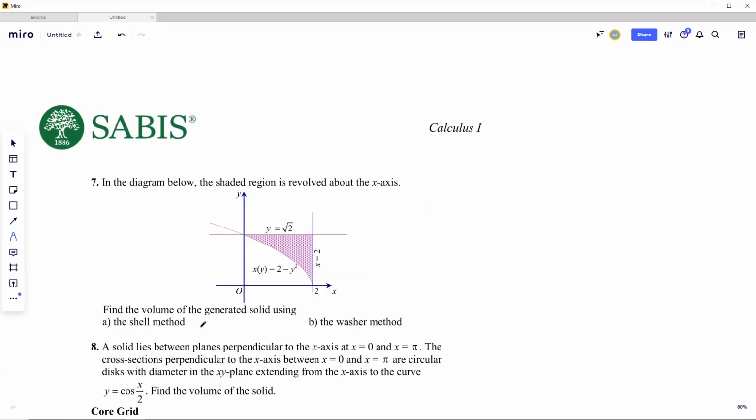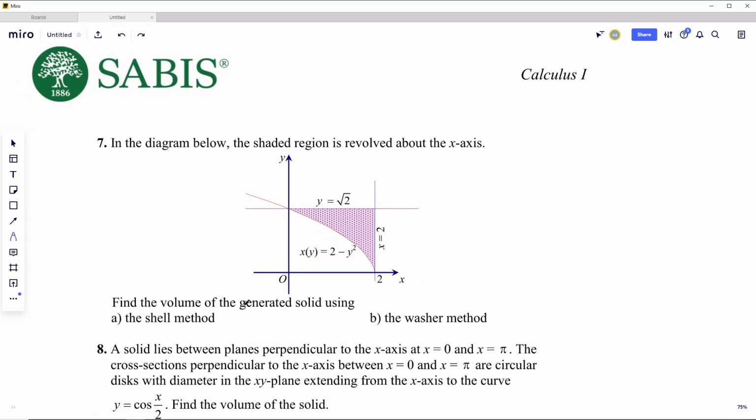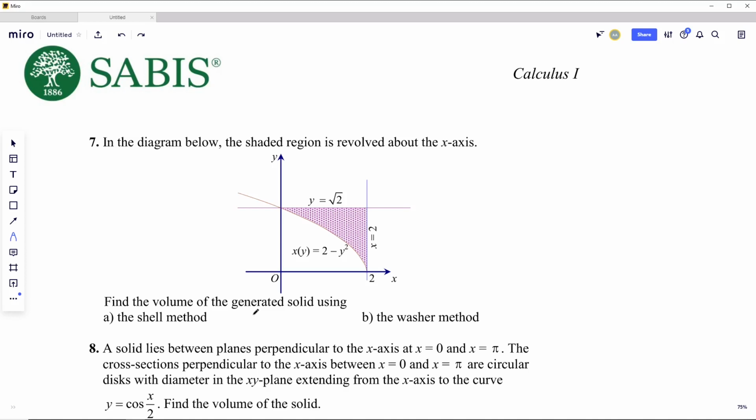Okay, so for this one I'll be explaining the shell method. I mean the washer is, we've been doing it for a while. It's large radius squared minus small radius squared and pi outside it. But the shell method is important. If you're asked to do it, then you need to know it. Also, it's going to be helpful for university. Yes, it might not be required in school, but it might be required later on.